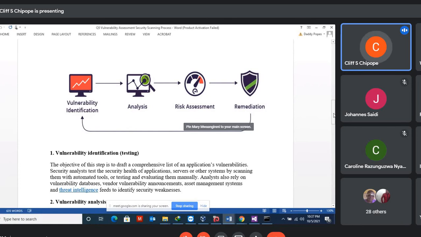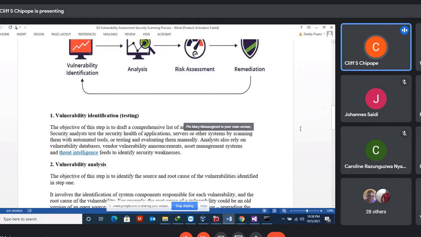For vulnerability identification or testing, the main objective is to get the application's vulnerabilities. The security analysts want to test the security of applications, servers, or other systems by scanning them with automated tools or testing and evaluating them manually. These analysts also rely on vulnerability databases, vendor vulnerability announcements, asset management systems, and threat intelligence feeds to identify security weaknesses.